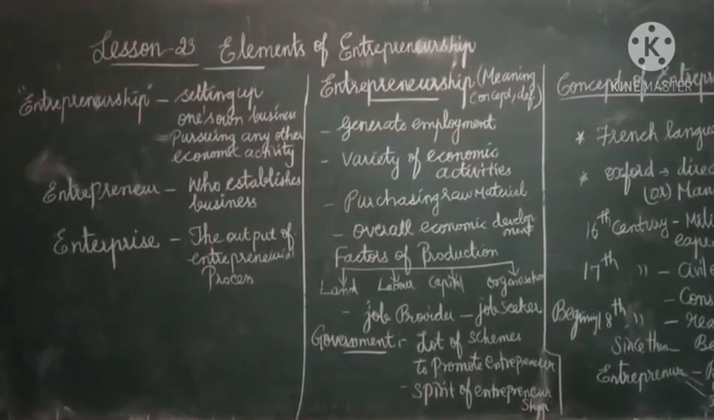Namaskaram students. In the previous session, what have we learned? We have learned about the Sale of Goods Act and the Negotiable Instruments Act, everything. Now we have started the business, and in this lesson you have to imagine that you are going to become an entrepreneur. So what are the elements the entrepreneur must possess?